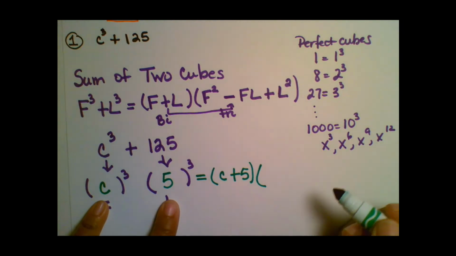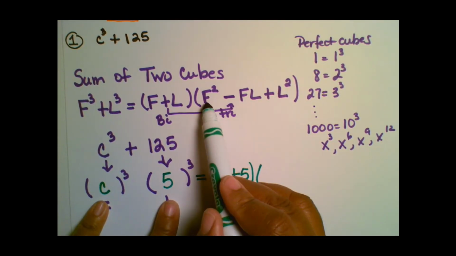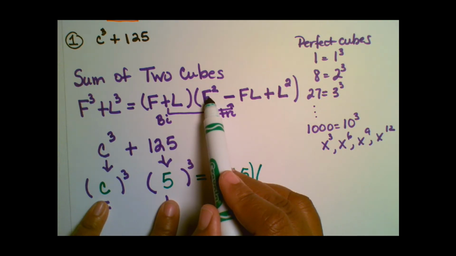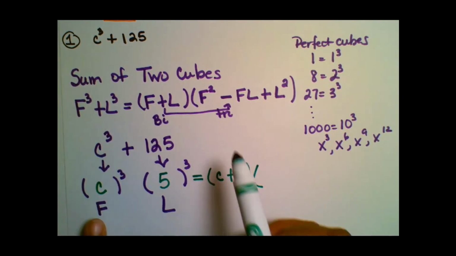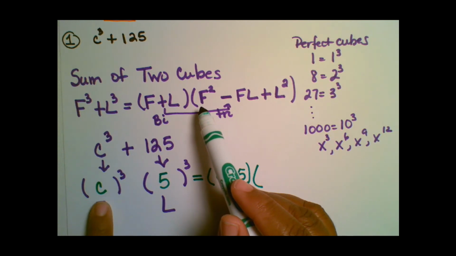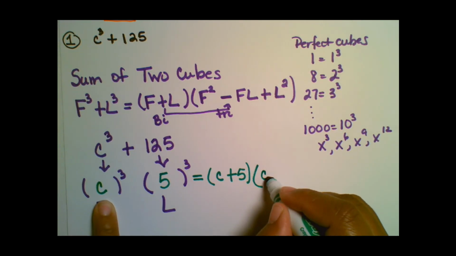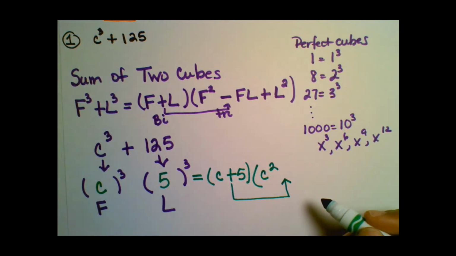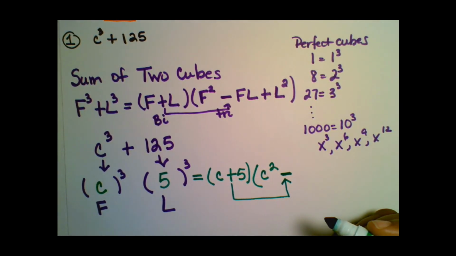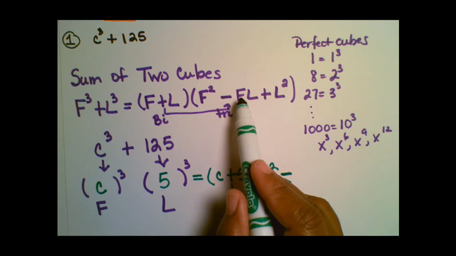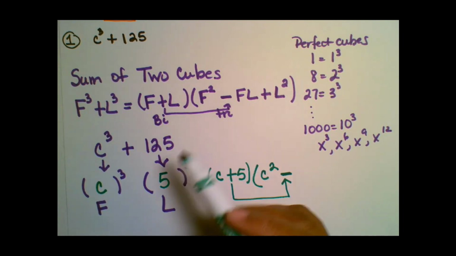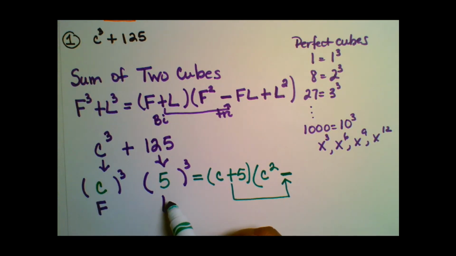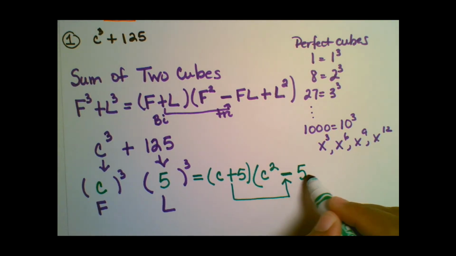Then the trinomial. Let's follow the pattern here. F squared. What this is saying is that whatever we call the first term, we're going to square it. So we're calling F the letter c, so we're going to square c. C times c, we have c squared. Always take the opposite sign of what's in the first parenthesis, so there's going to be a minus sign. Then for the middle term, it says we're going to multiply F and L. So we're going to multiply c times 5, which gives us 5c.